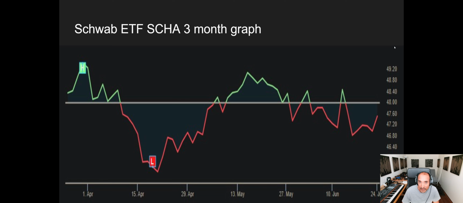As an example, we'll look at a Schwab ETF, and this ETF is SCHA. What I've shown here is a 3-month graph. We can see the price over 3 months, the low and the high. It does not fluctuate too much; we're going from 45 to 49. It's a relatively stable stock price.